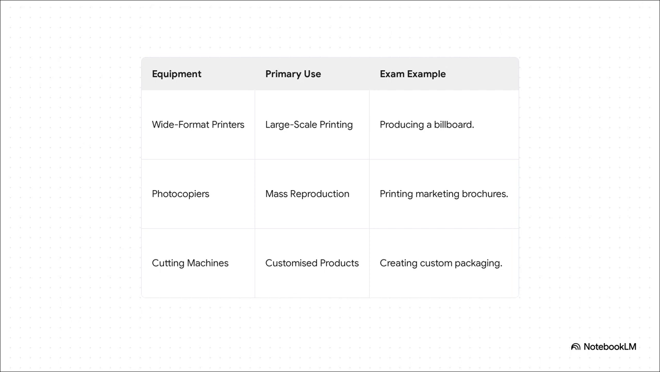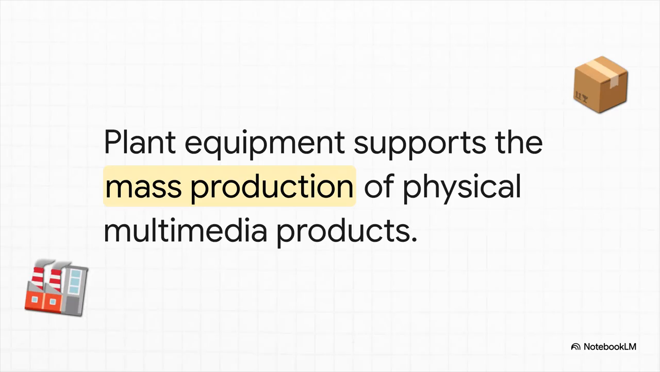Cutting machines are also a great example. They create custom packaging or displays with perfect consistency every time. So you can see the workflow here, right? A logo that was made in Illustrator becomes a physical billboard because of a wide-format printer. Plant equipment is really just the bridge from a single digital file to thousands of physical products. It is all about scale.